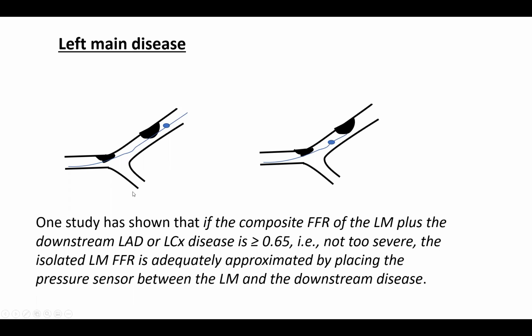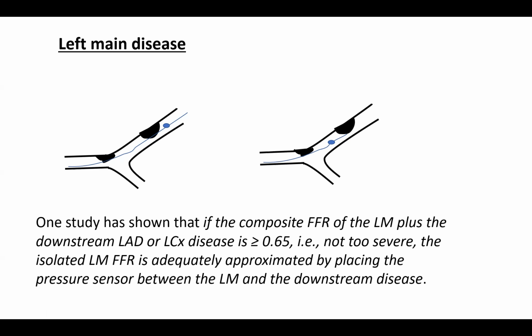Another way of doing it, and one study has shown that if the composite FFR of the left main plus the downstream LAD or left circumflex disease is over 0.65, meaning the composite FFR is not too severe, the isolated left main FFR that you're trying to estimate is adequately approximated by placing the pressure sensor between the left main and the downstream stenosis, okay? Meaning if you fix that LAD stenosis and you remeasure the FFR, it's not going to be dramatically different from the FFR you're getting right now between those two.